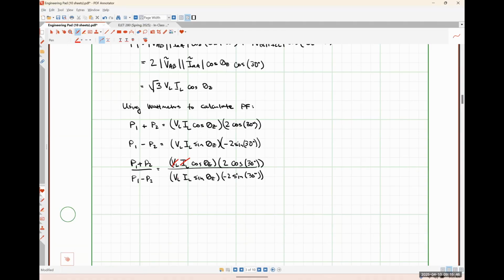So I've got a VL times IL in my numerator and a VL times IL in my denominator. So those guys cancel each other out. I've got a 2 up here and a 2 down here. So those guys cancel each other out. And so what I wind up getting here, I don't know how strong your trig background is, but do you remember that sine over cosine is tangent? Okay. So I've got cosine over sine, so that's 1 over tangent of theta z. And I want you to put cosine of 30 divided by negative sine of 30 in your calculator and tell me what you get.